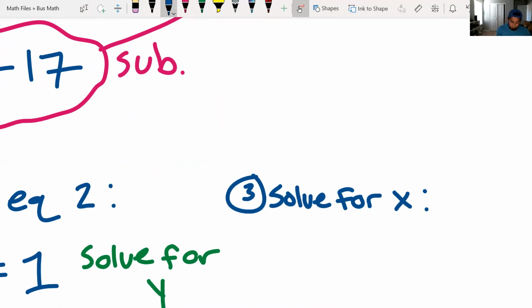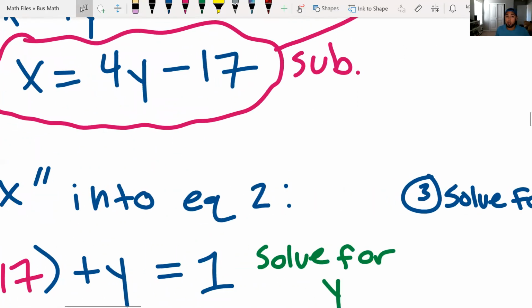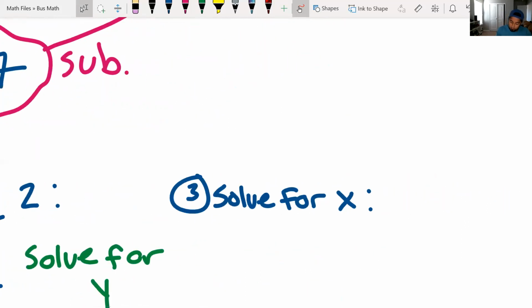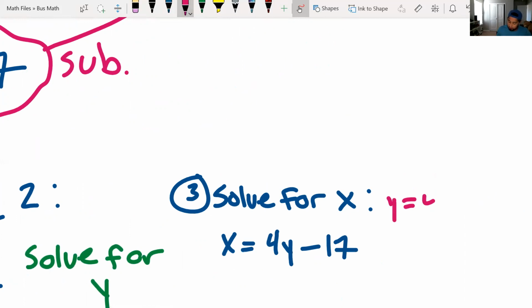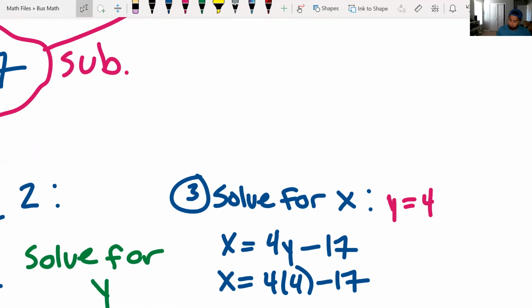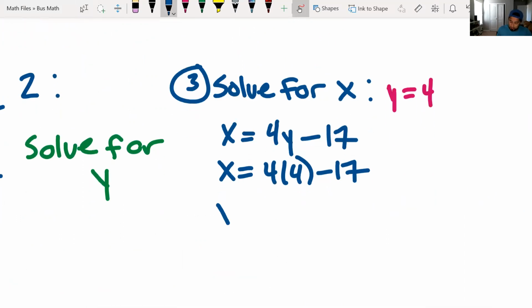Solve for x. So we're using this substitution, x equals 4y minus 17. And I'll put that y is equal to 4. And all we have to do is substitute it in. You get x equals 4 times 4 minus 17. And we get that x is 16 minus 17, or x equals negative 1.